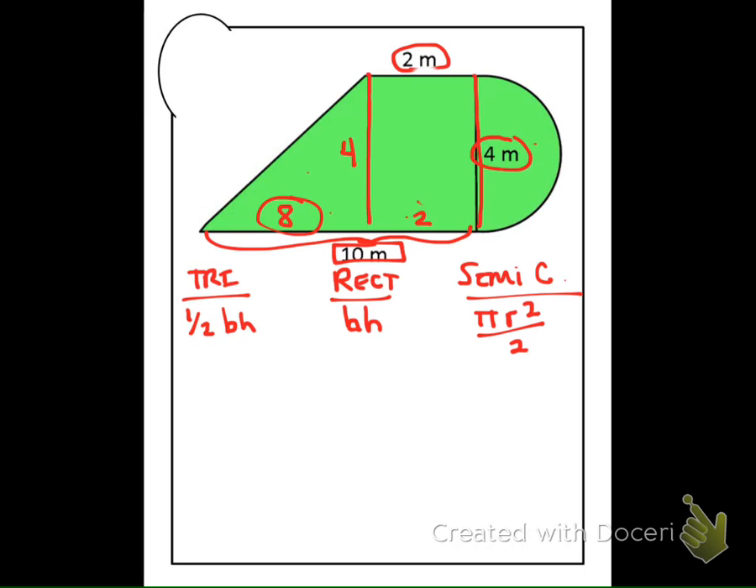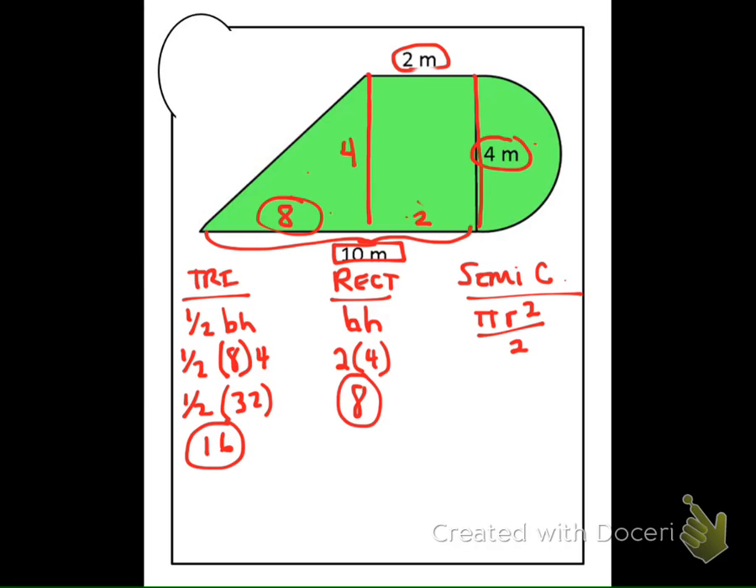So let's go down here and I'm going to start with my triangle. I need 1/2 of my base, which is 8, times 4, which is my height. If I do that, 1/2 of 8 times 4 is 32, and half of 32 is 16. So there's my triangle area. For my rectangle, my base is 2 and my height is 4. That gives me an area of 8 altogether. Nice and simple. Now let's go over to our semicircle.